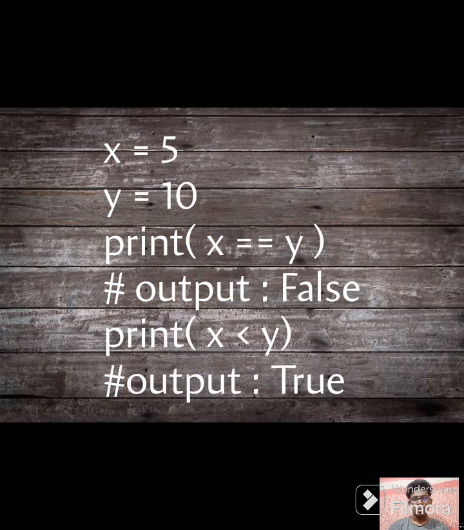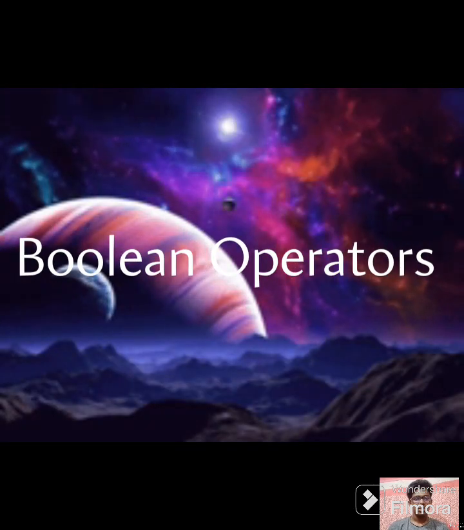An example will be: take x is equal to 5, y is equal to 10. Print x equal to y. Then output will be False because the both values are not equal. Print x less than y. Then output will be True because y is equal to 10 and x is equal to 5. So 10 is greater than 5. So it is True. Now let's go to Boolean operators.